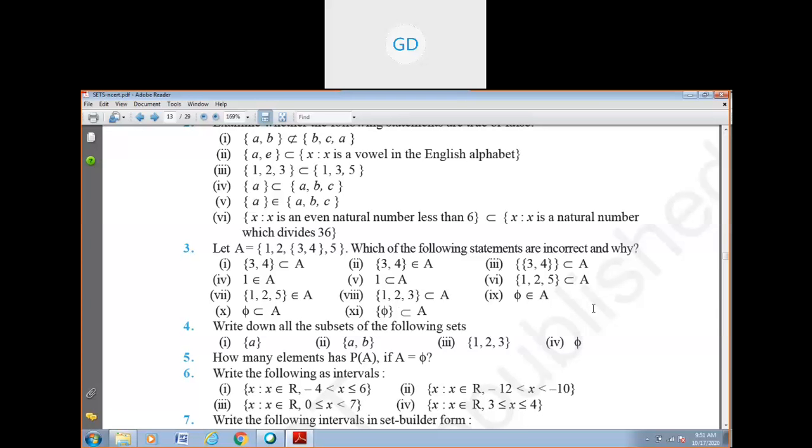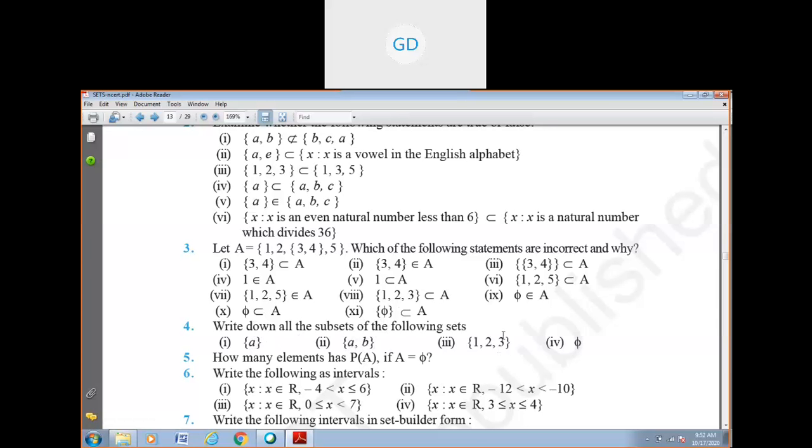Based on the power set, one example is given in question number 4: write down all the subsets of the following sets. We already discussed in the last class how to write the subsets, the power set. So you can write it yourself, very simple. First one has only one element, A. Its subsets: the null set is a subset of any set, so one subset is phi, another is A itself. So only two subsets. Here there are two elements, so the number of subsets will be 2 to the power 2, that is 4. One is phi, another is A itself, third is B itself, and fourth is AB itself. So a total of 4 subsets.